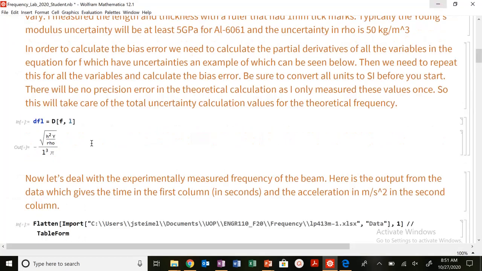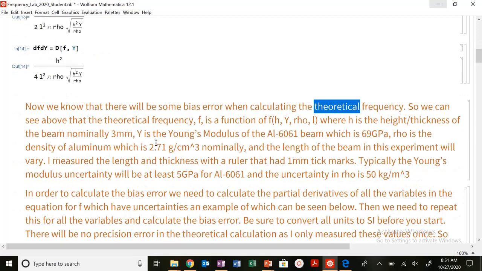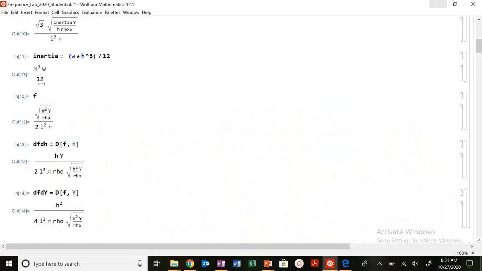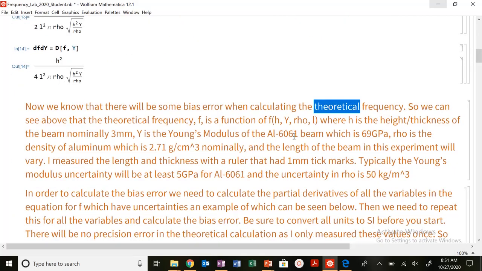So when we're thinking about the theoretical values that we've deduced up here, we have to calculate the theoretical frequency and the experimental frequency. So in the theoretical frequency, there's going to be some bias there. Is there going to be some precision in this calculation? Well, you want to think about that and see if you're given any information where you could calculate any precision. If you're given lists, if you're given means, or if it's just measured once.